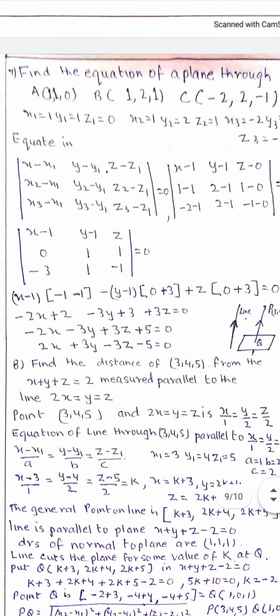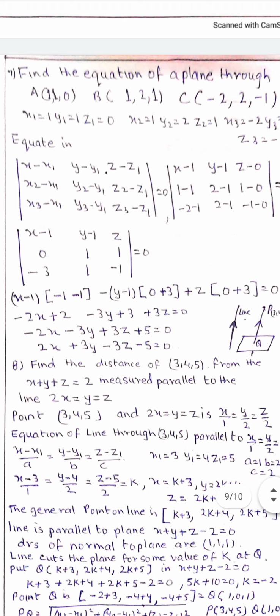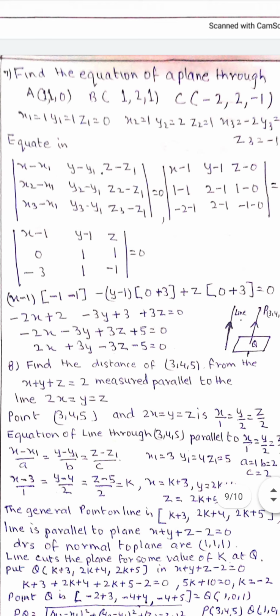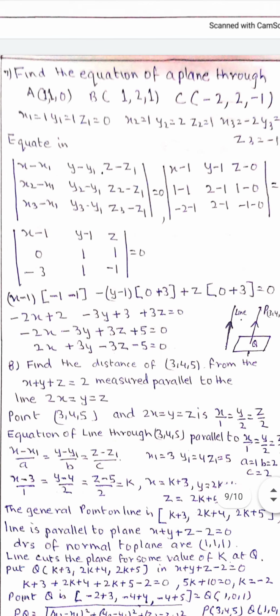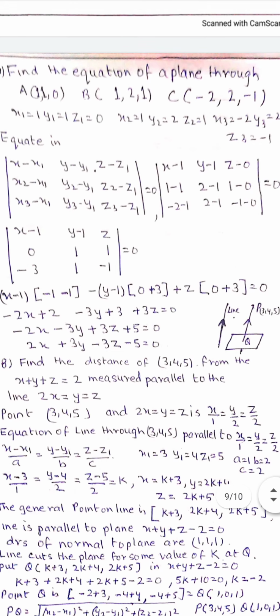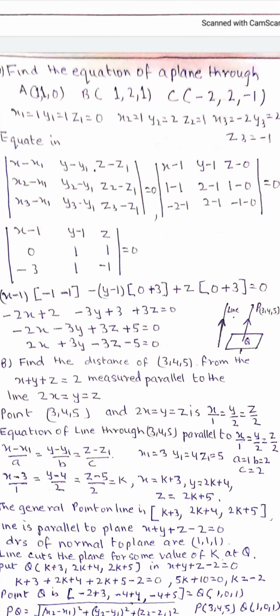Question number 7. Find the equation of the plane passing through 3 points. The 3 points are x1, y1, z1 as 1, 1, 0, x2, y2, z2 as 1, 2, 1, and x3, y3, z3 as minus 2, 2, minus 1. So let us put the values: x minus x1, y minus y1, z minus z1, that is x minus 1, y minus 1, z minus 0; x2 minus x1, y2 minus y1, z2 minus z1, that is 1 minus 1, 2 minus 1, 1 minus 0; x3 minus x1, y3 minus y1, z3 minus z1, that is minus 2 minus 1, 2 minus 1, minus 1, 0.